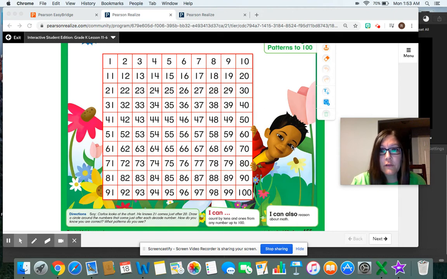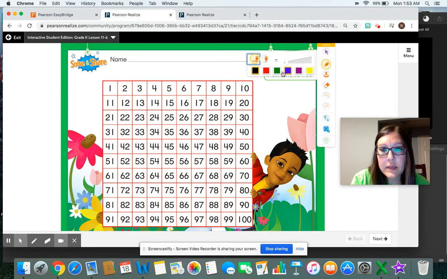All right, let's look at the solve and share. It says Carlos looks at the chart. He knows that 21 comes just after 20. Draw a circle around the numbers that come just after each decade number. How do you know you're correct? And what pattern do you see? I'm going to say that again. Draw a circle around the number that comes just after each decade number. Go ahead and pause the video and do that in your book.